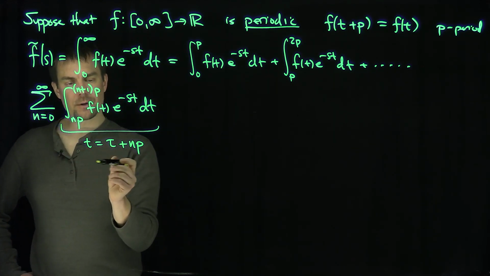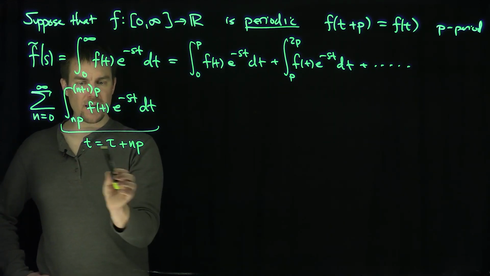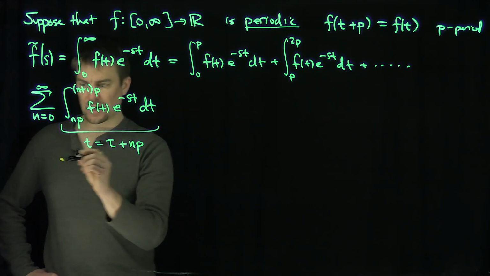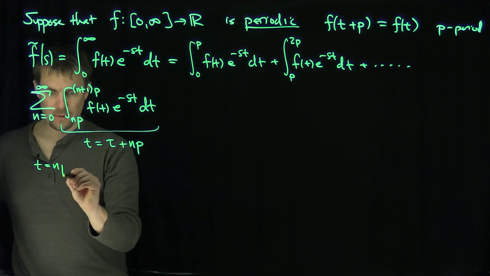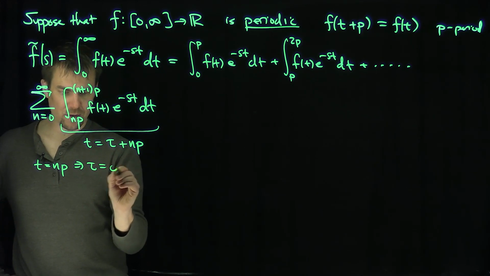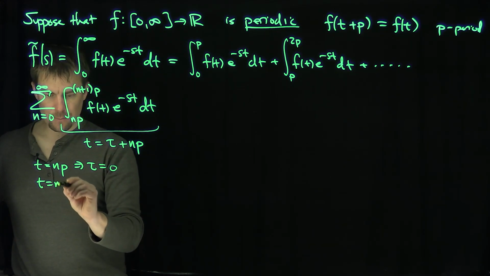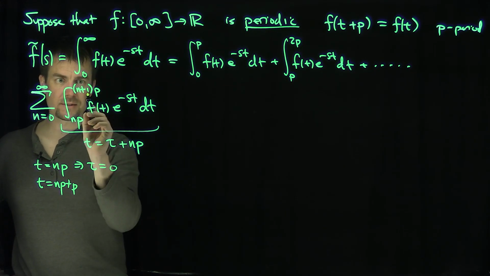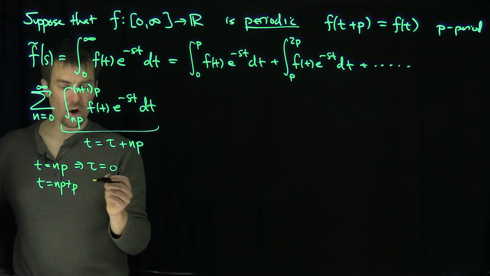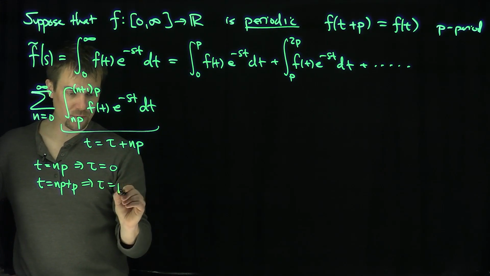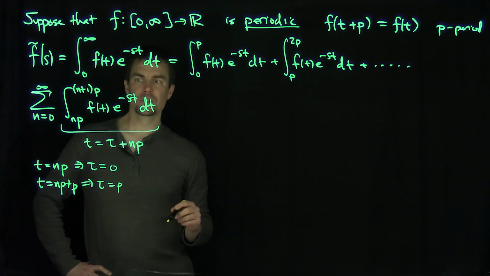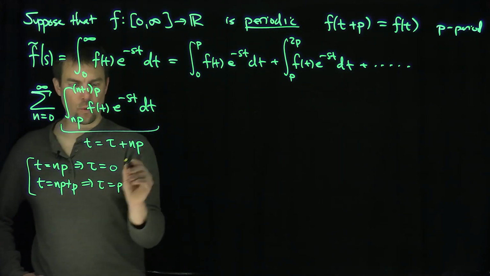And now what happens over here? So when t is equal to np, that's tau equals 0. So t equals np is the same as tau being equal to 0. And when t is equal to np plus p, that corresponds to the top limit. That corresponds to tau being equal to p. Tau equals p. Okay?